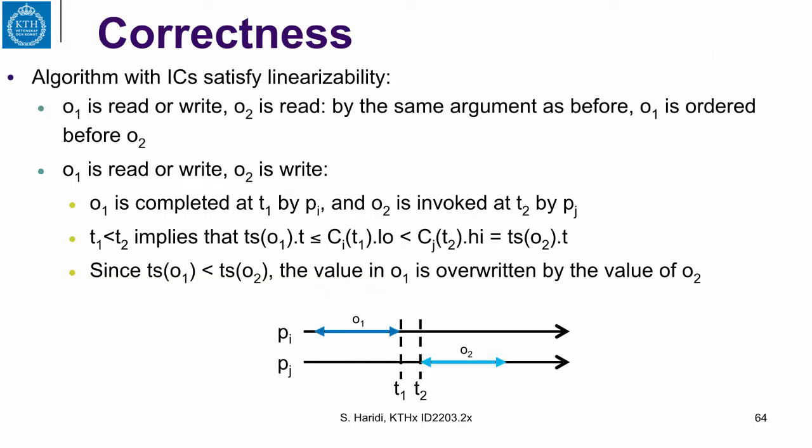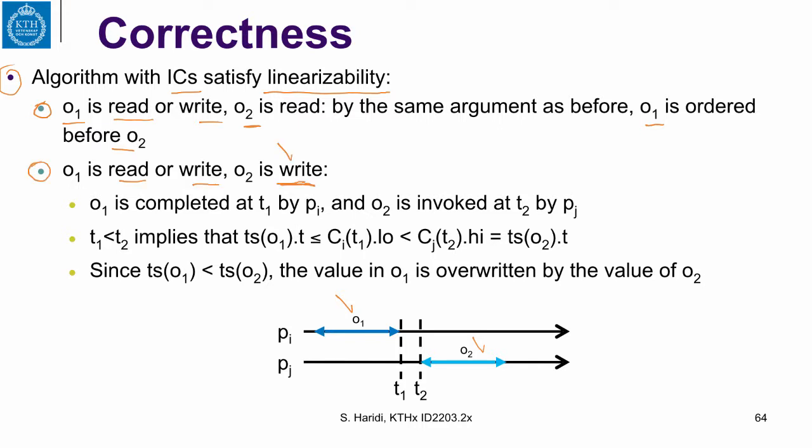So here is the correctness of the algorithm. The algorithm with interval clock satisfies linearizability. We have two operations, O1 and O2. O1 is before O2, as we can see here. If O1 is a read or a write, and O2 is a read, the same argument as before applies: O1 is ordered before O2. O2 will just read the timestamp of the write or previous writes.